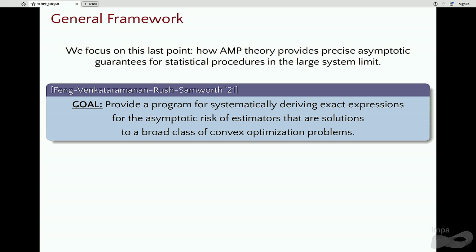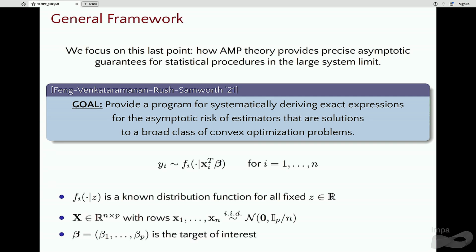Okay, so what I'm going to talk about is a program that we laid out in a tutorial I wrote a few years ago with my colleagues. That's a way for systematically deriving exact expressions for the asymptotic risk or other properties of estimators that are solutions to a class of random optimization problems. So in particular, this is the model that I'm thinking about, right? So I'm thinking I have some output y. So I introduced high dimensional linear regression.